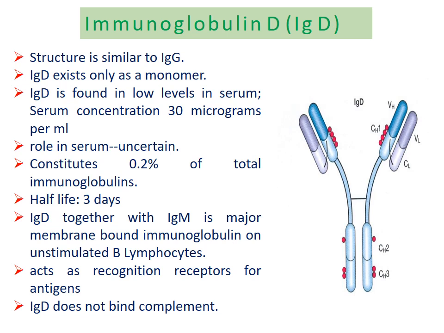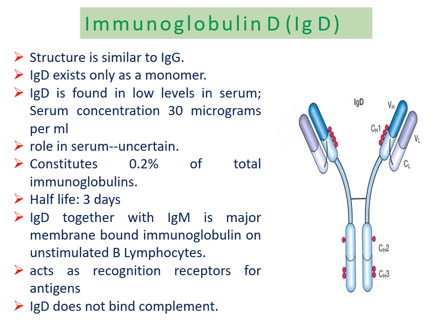Now come to immunoglobulin D and E one by one. Both immunoglobulin D and E are present in very minor quantity in the serum: immunoglobulin D 30 microgram per ml and immunoglobulin E 0.3 microgram per ml. They constitute a very feeble amount of total immunoglobulin, 0.2% in the case of IgD. They both have a structure very similar to IgG, and they both exist as monomers.